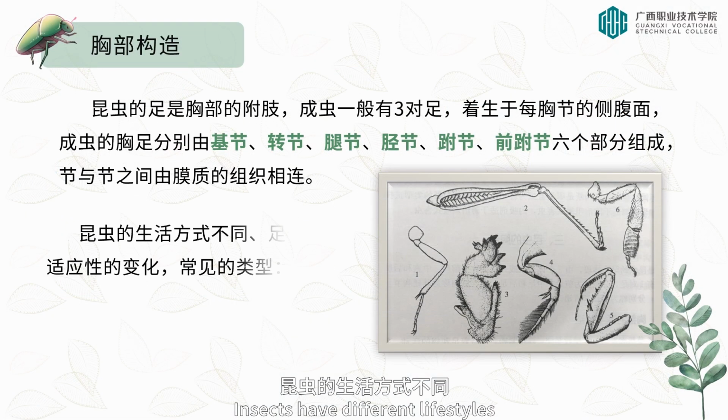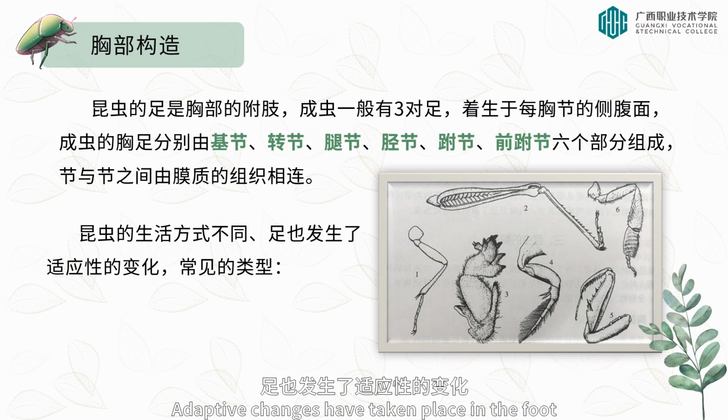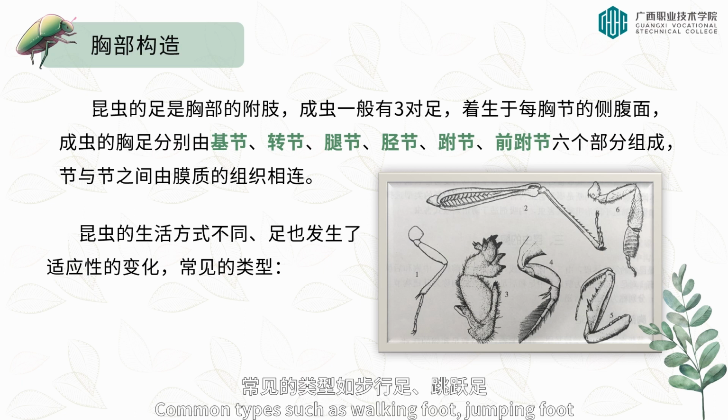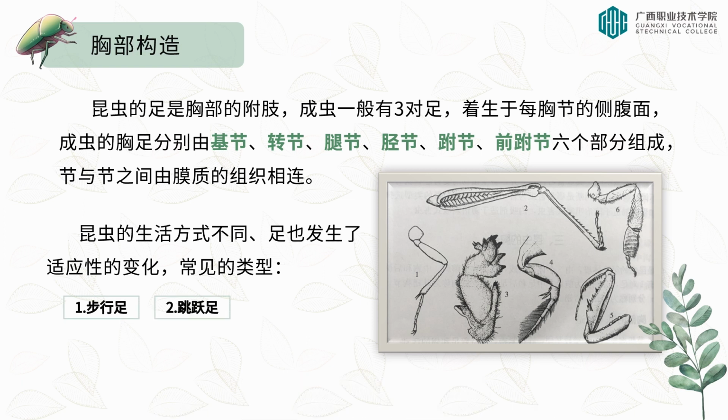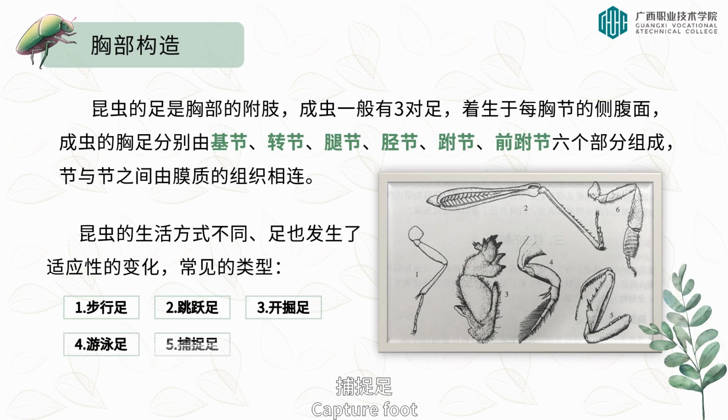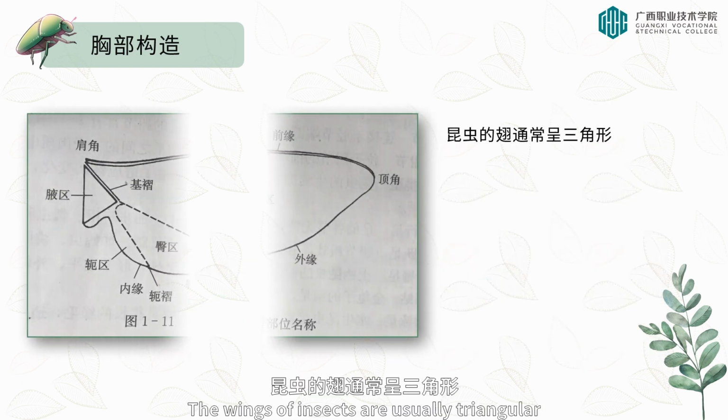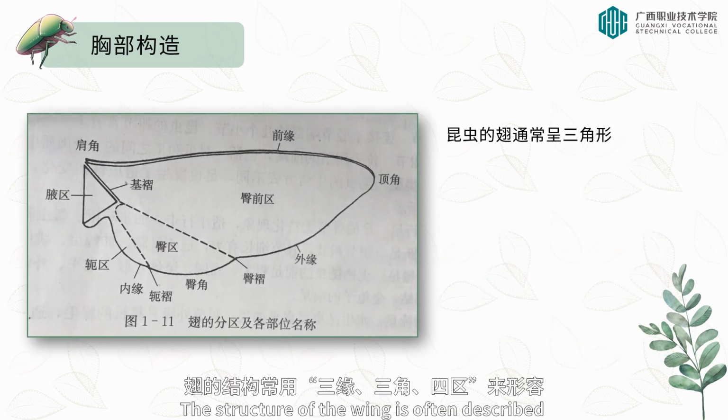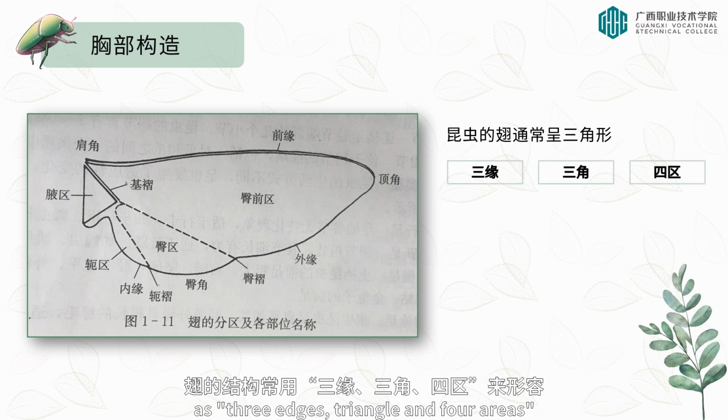Insects have different lifestyles. Adaptive changes have taken place in the feet. Common types are the walking foot, jumping foot, digging foot, swimming foot, capture foot, and pollen-carrying foot. The wings of insects are usually triangular. The structure of the wing is often described as 3 edges, 3 angles, and 4 areas.